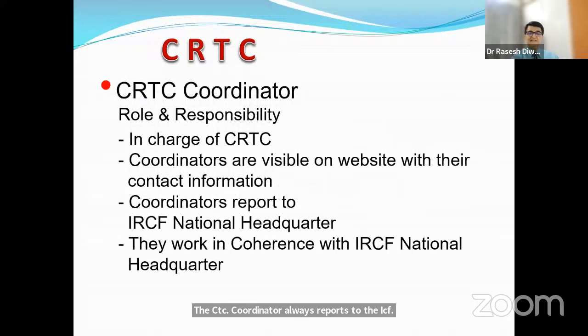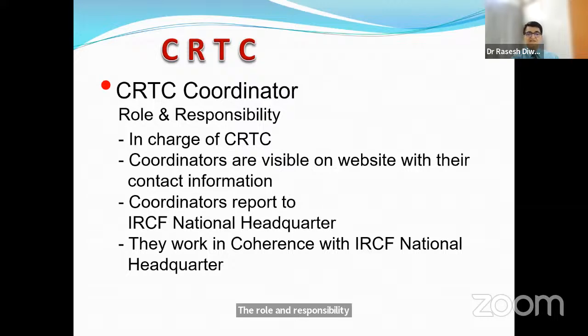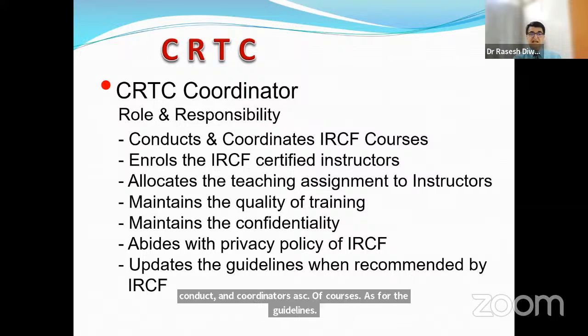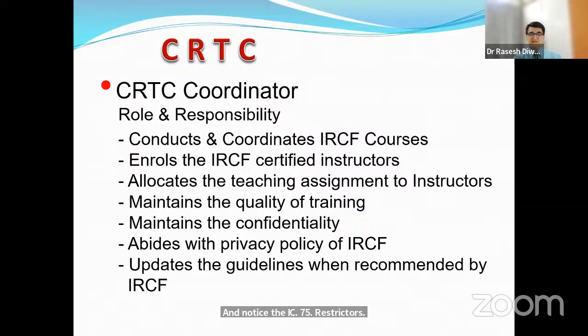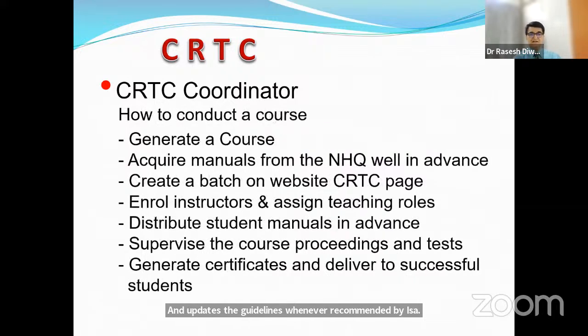The role and responsibility is in charge of CRTC. He coordinates. Creators are visible on the website. This is what I already said before, and they report to the national headquarters. They conduct and coordinate IRCF courses as per the guidelines of IRCF, enroll the IRCF certified instructors, allocate the teaching assignment to the instructors, maintain the quality of training, maintain the confidentiality, abide by the privacy policy of IRCF, and update the guidelines whenever recommended by IRCF. He is the sole authority of a CRTC center.